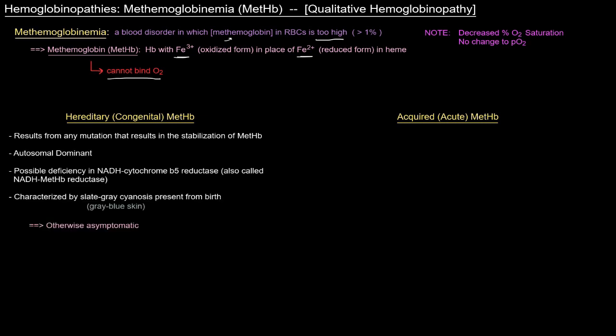It can be due to a deficiency in NADH cytochrome b5 reductase, also called NADH methemoglobin reductase, and it's characterized by a slate gray cyanosis that's present from birth. And that slate gray cyanosis basically refers to a grayish blue color to the skin.